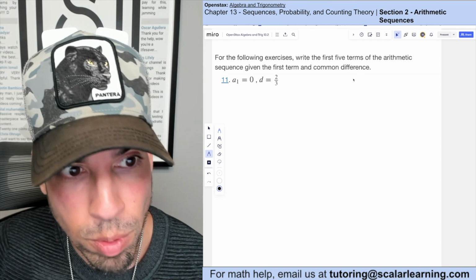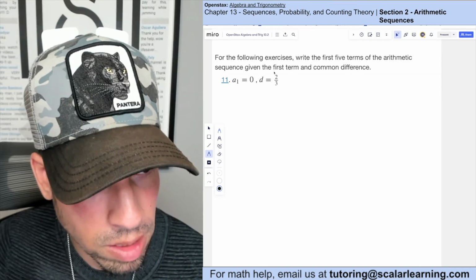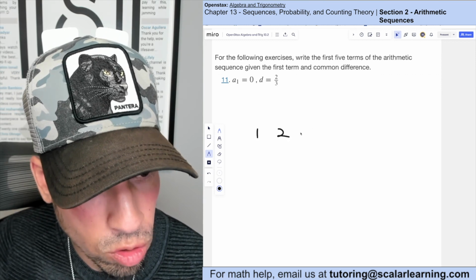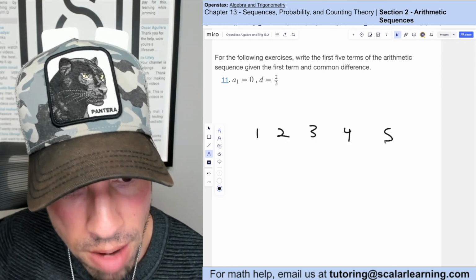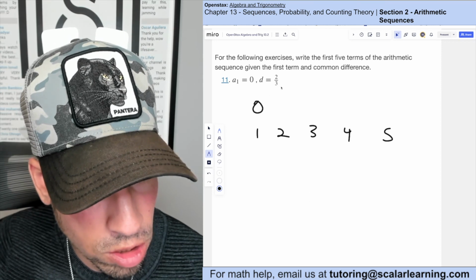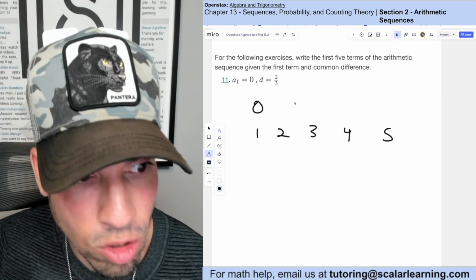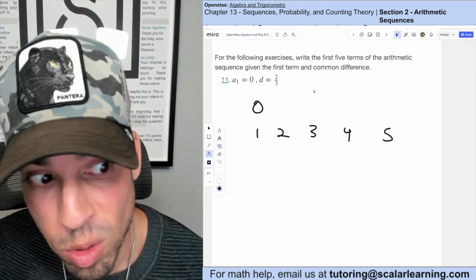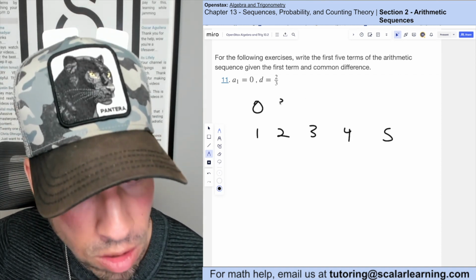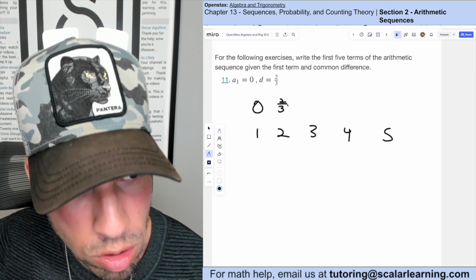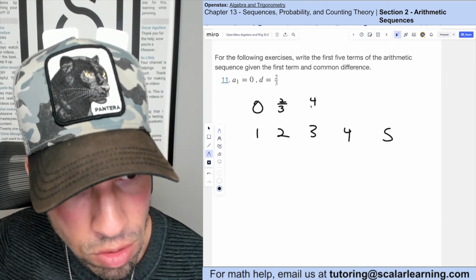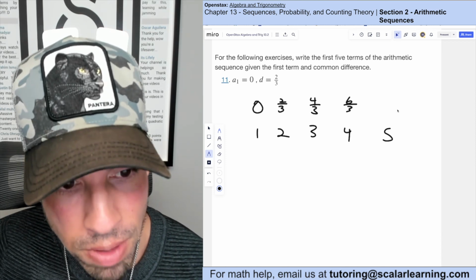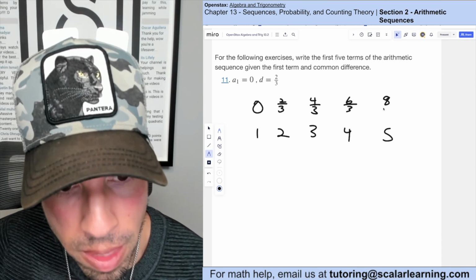Done. So here we want to write the first 5 terms of the arithmetic sequence given the first term and the common difference. So we've got 1, 2, 3, 4, 5, and it's telling us that the first term is 0. Every time we're going to be adding 2/3. I'm going to first write it without simplifying anything, and then maybe we'll simplify if need be. So we're going to add 2/3. The second term is 2/3. Third term, we add it again, is 4/3. Fourth term, we add it again, is 6/3. And fifth term, we add 2/3 again, and we have 8/3.